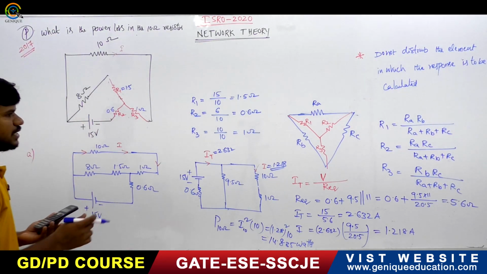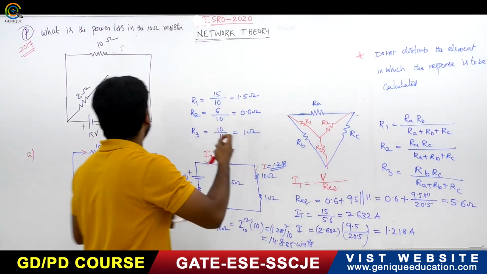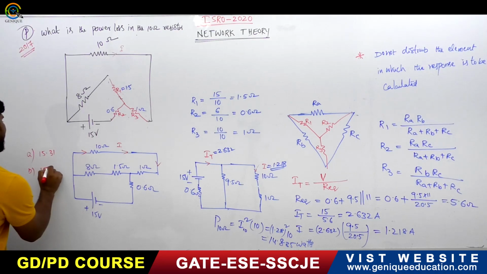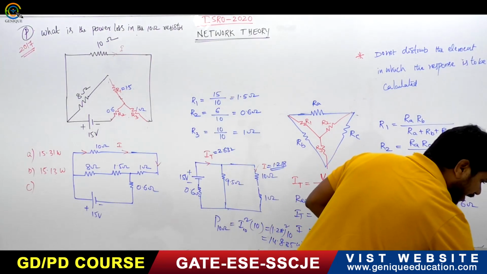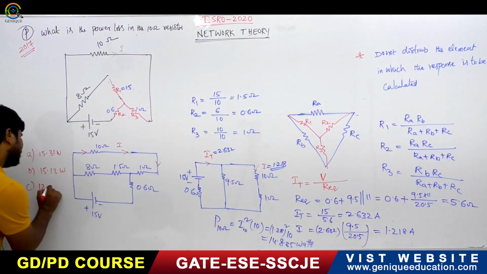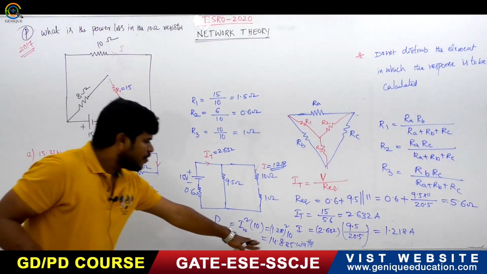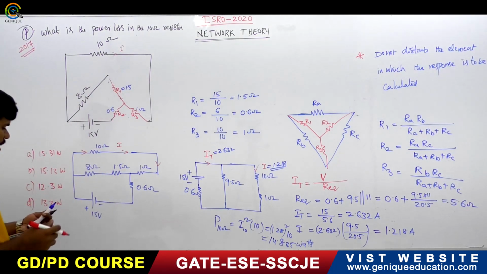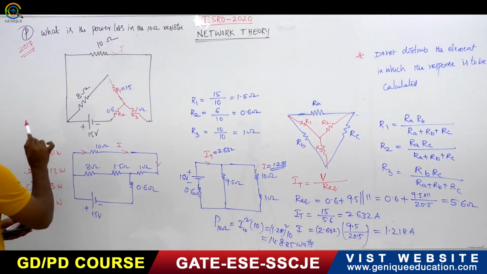What is the answer here? The options given are: option A 15.31, option B 15.13 watts, option C 12.3, and option D 13.2 watts. But we got the answer 14.835. So what will be the correct answer? The nearest to this is 14.8.